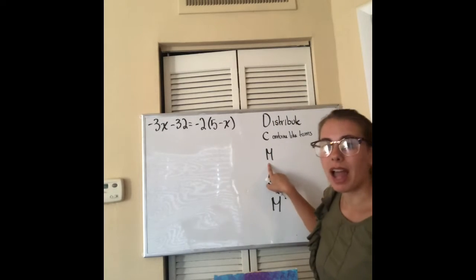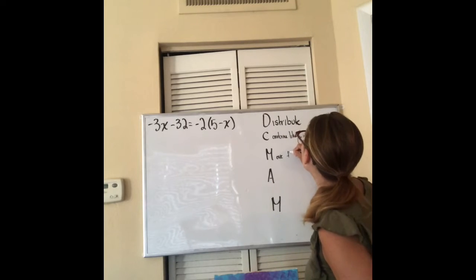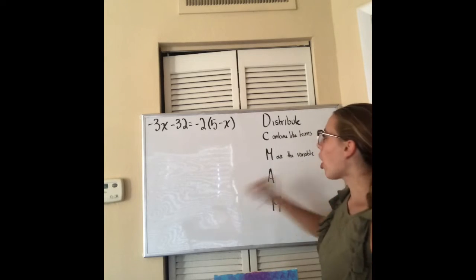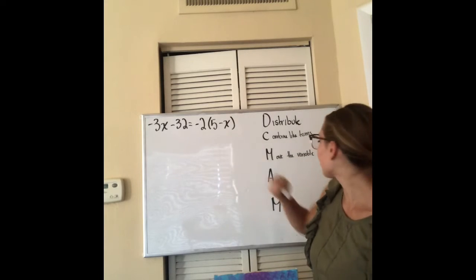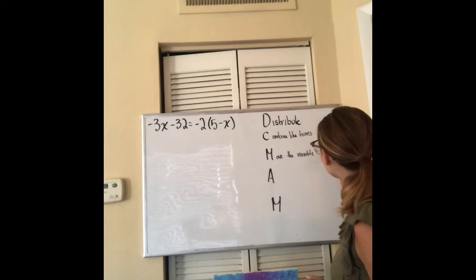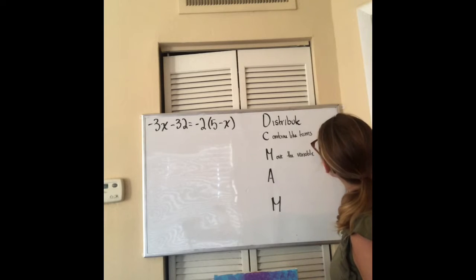That actually goes with your M, which is move the variable. You want all your x's on one side, all your numbers on the other side, and we're going to do this with inverse operations.